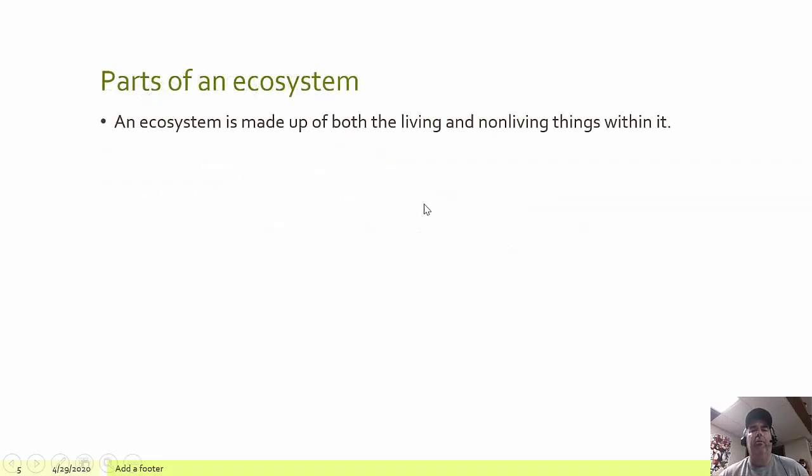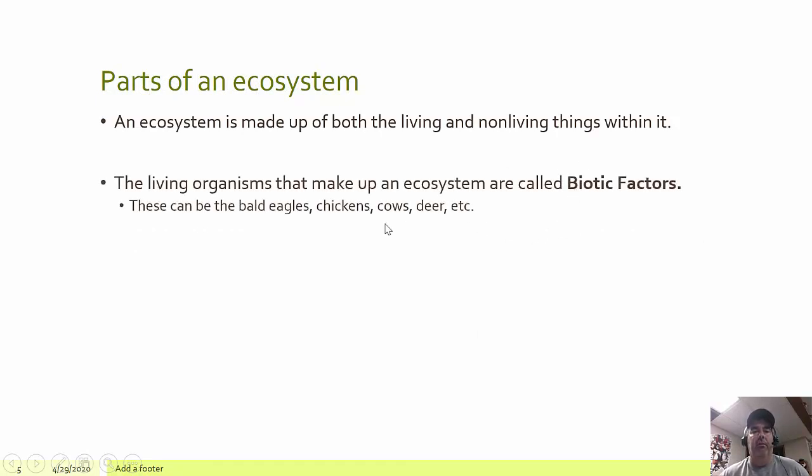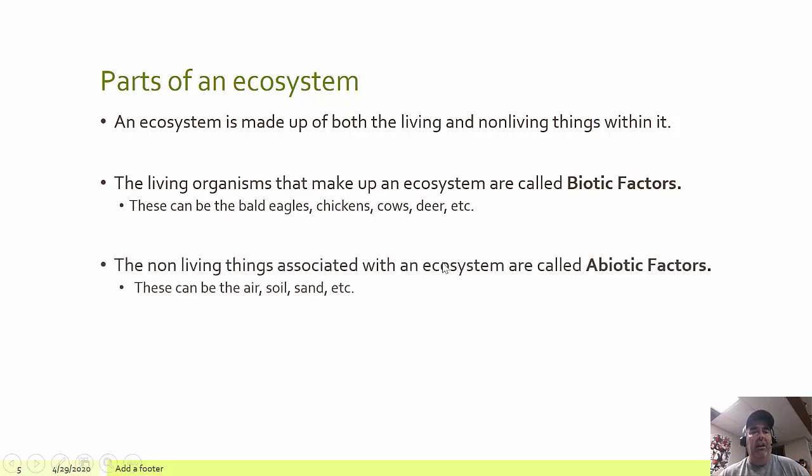An ecosystem is going to be made up of both, as I've said earlier, the living and the non-living things that are part of that ecosystem. The living organisms that make up an ecosystem are called the biotic factors. These might include your bald eagles, chickens, cows, deer, anything that is living. The non-living things are called abiotic factors. These are things like your air, soil, sand, etc.